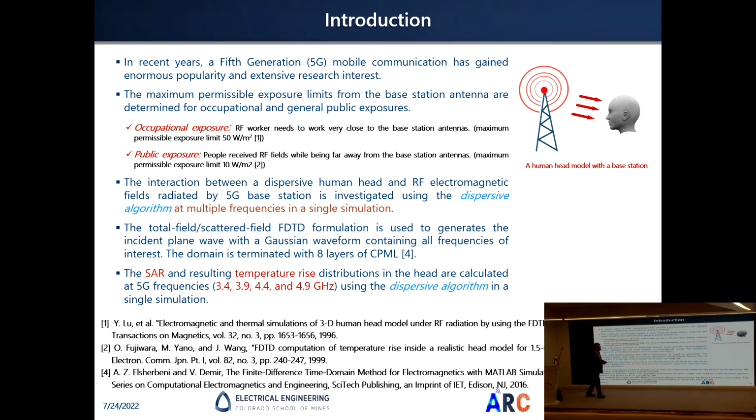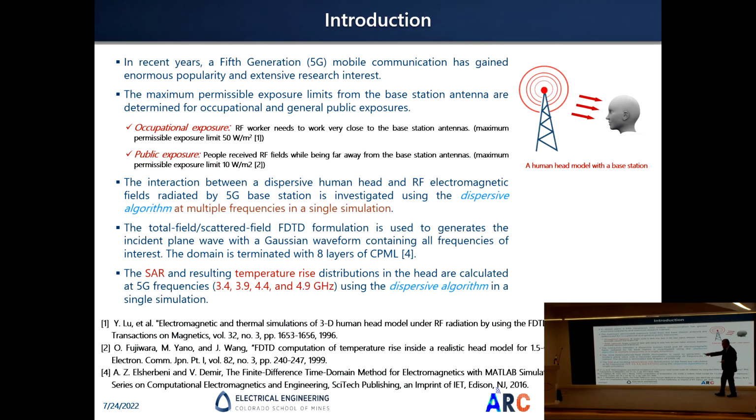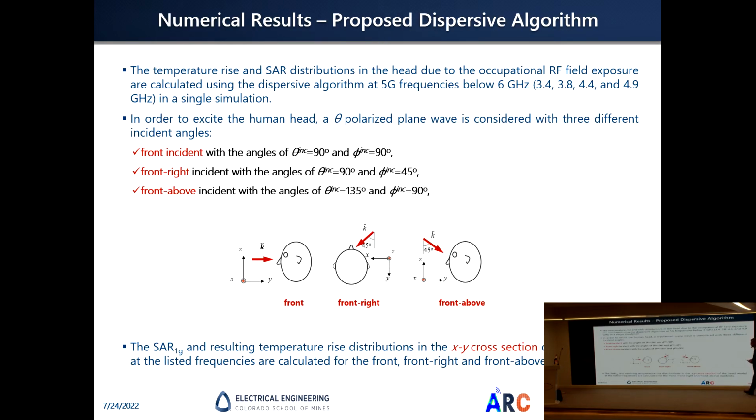Instead of having a dipole antenna, now we are using a plane wave hitting a human head. That's basically mimicking a radiation from base stations. At that time, we were targeting multiple frequencies: 3.4, 3.9, 4.4, and 4.9. Again, we would like to repeat the simulation using one run and a dispersive code. And we managed to do 3 different simulations, with excitations we call front above, front right, and front into the head. So we can look at 3 different simulations, and in each one we can predict the performance for temperature and field distribution at all these 4 or 5 different frequencies.